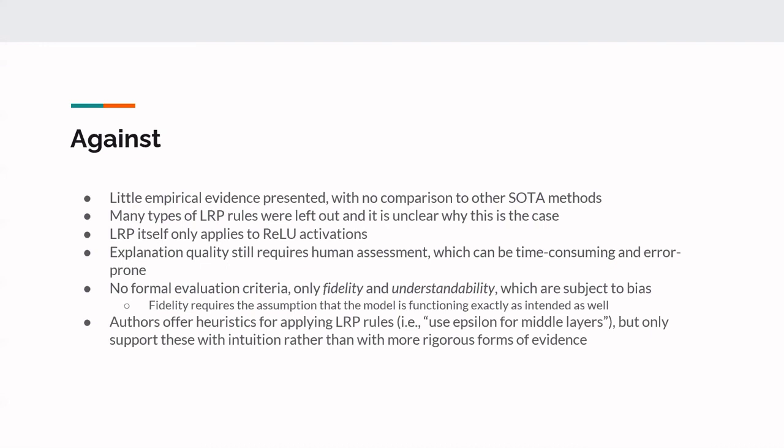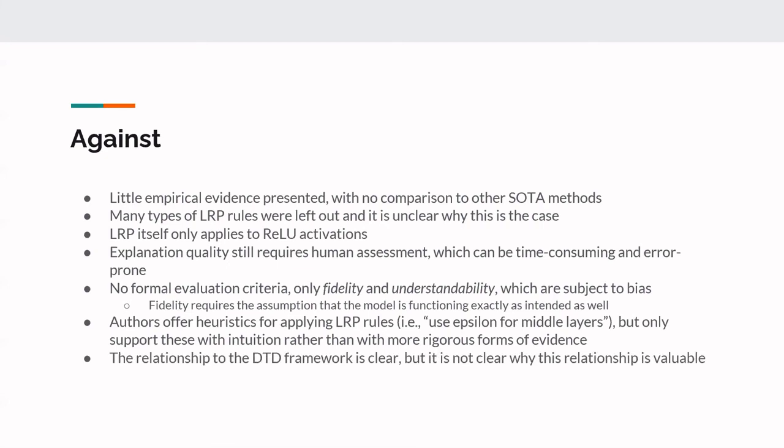And then the last one is that the authors offer these different heuristics for applying LRP rules, such as use the epsilon for middle layers, but they really only offer support for these in the form of intuition rather than more rigorous forms of evidence. I think this is something we talked about during the discussion on Monday too, where the goal of these explanations is to give some more reasoning behind what the neural networks are doing exactly, but now we have these heuristics for deriving the explanations, which seems a little bit to me like, I don't know, it'd be nice to have something more formal or rigorous there.